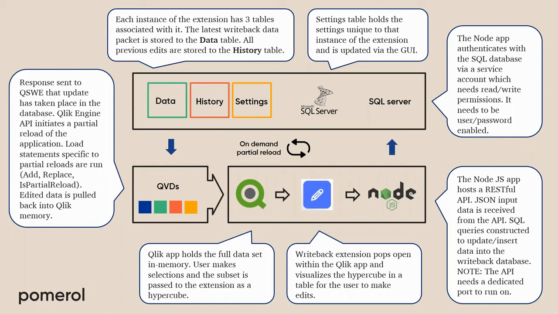And then just a quick note on concurrent usage. We have an inbuilt queuing mechanism that will stagger the Qlik reloads should multiple users try and perform a writeback at the same time. So we can have multiple users, we can have dozens or hundreds of users that are all using the same Qlik app and are all making edits. And each time they commit those edits and a partial reload is triggered, those partial reloads will be staggered so that they don't conflict with each other.